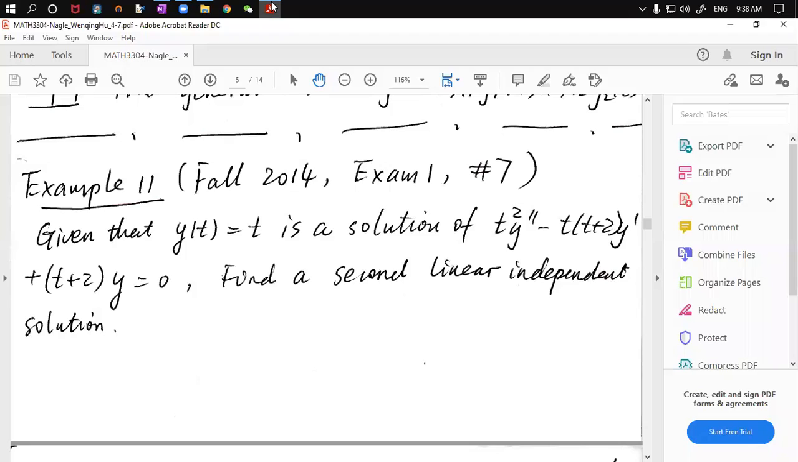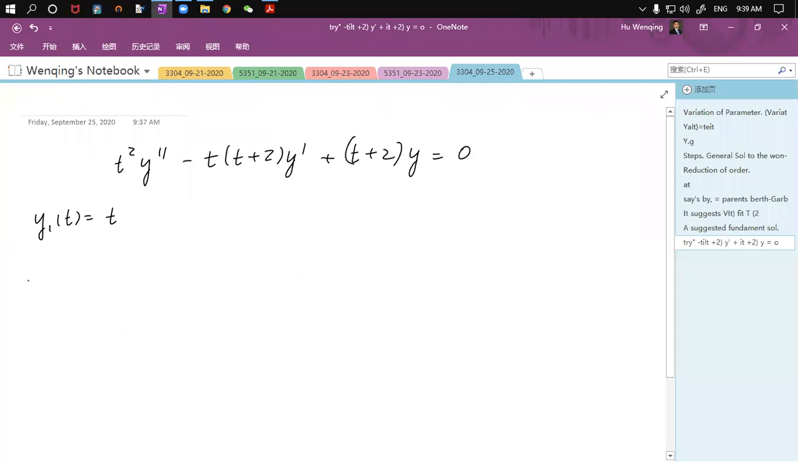And I would like to also remind you that this is the typical shape of the problem when they want to test you on reduction of order on an exam. The problem is going to say, given that the first solution is something of this homogeneous equation, can you find the second linearly independent solution? So how are you going to do that?